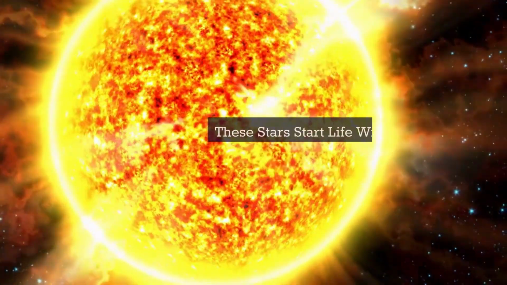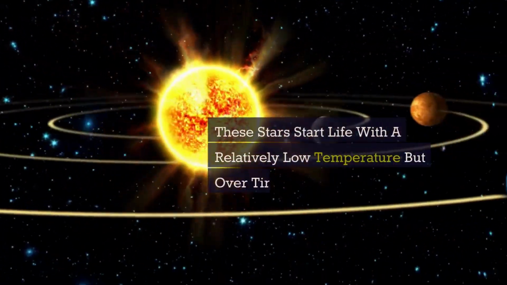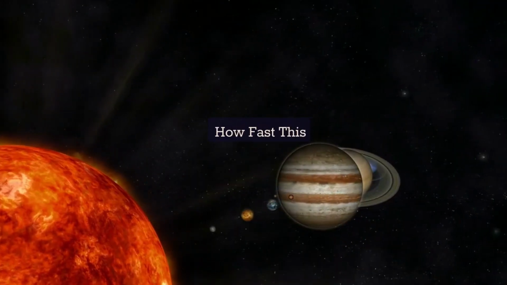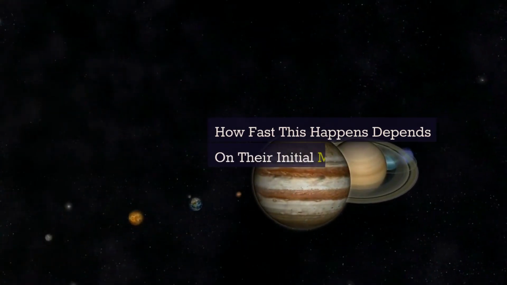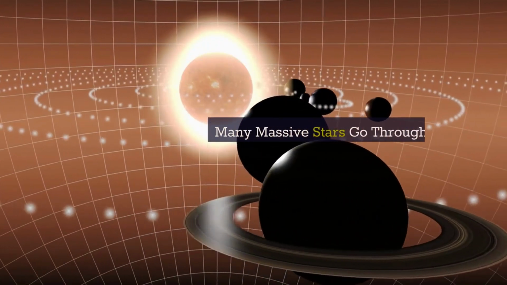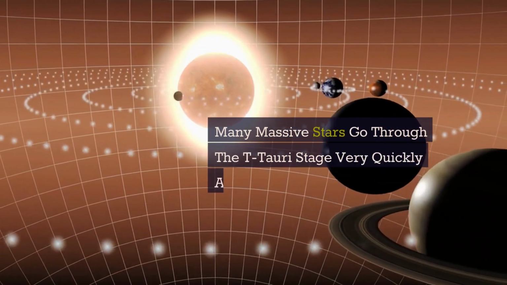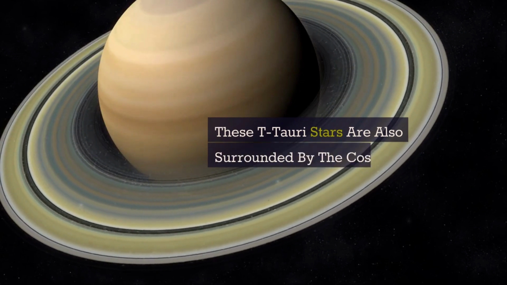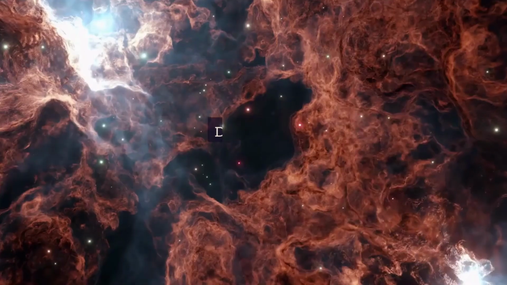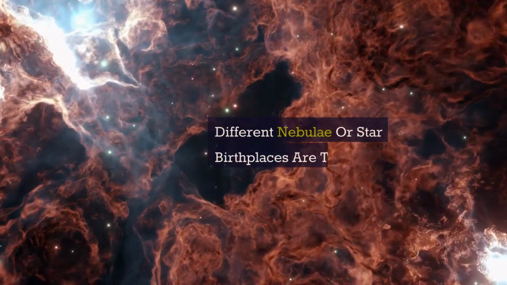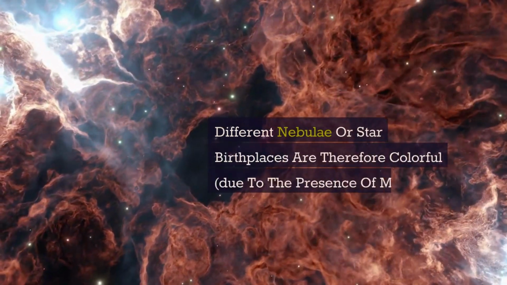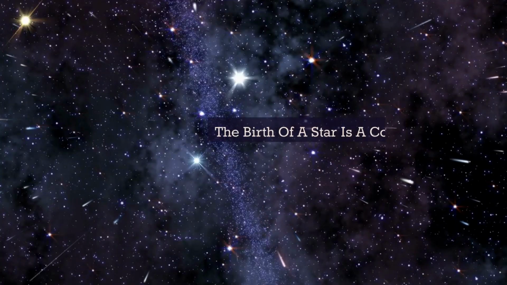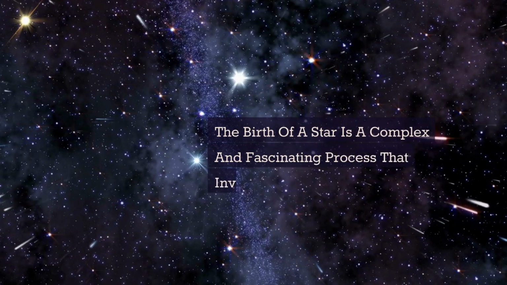These stars start life with a relatively low temperature, but over time their temperature increases and they take on a bluish appearance. How fast this happens depends on their initial mass. Many massive stars go through the T Tauri stage very quickly and become mature stars. These T Tauri stars are also surrounded by the cosmic cloud in which they were born. Different nebulae or star birthplaces are therefore colorful, due to the presence of many types of gases and elements, and appear clouded.